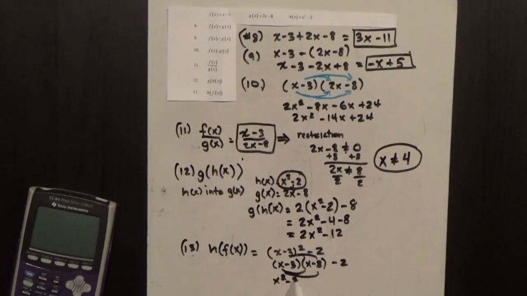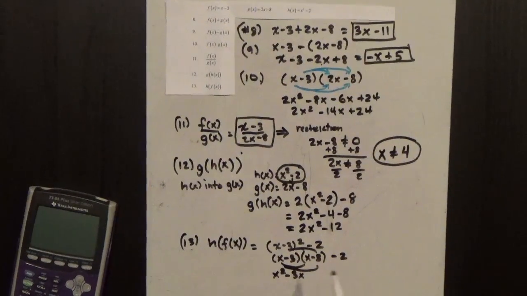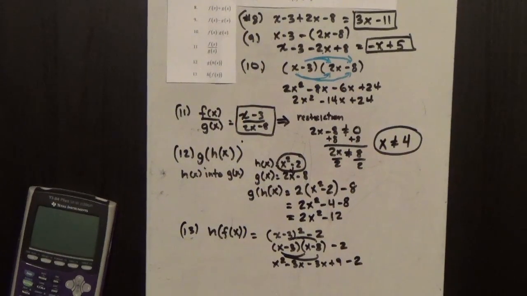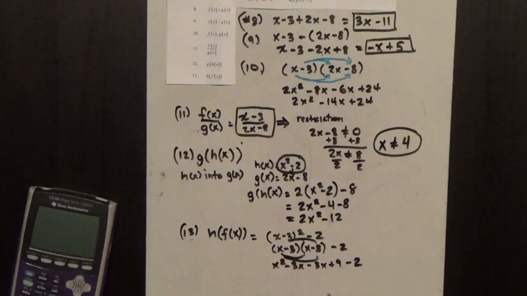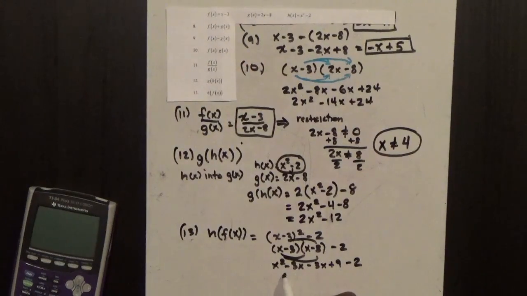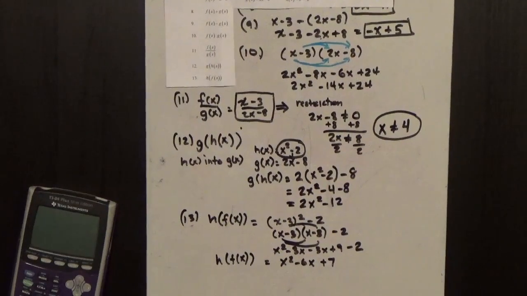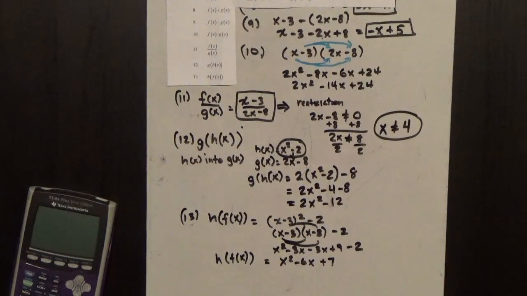That's going to give us x squared minus 3x minus 3x plus 9, x squared, negative 3x plus 9, minus 2, can't lose the minus 2. And then we want to combine like terms. Combining like terms would give us a final answer of x squared minus 6x plus 7. All right, one more. Oh, no, that's it, 13.